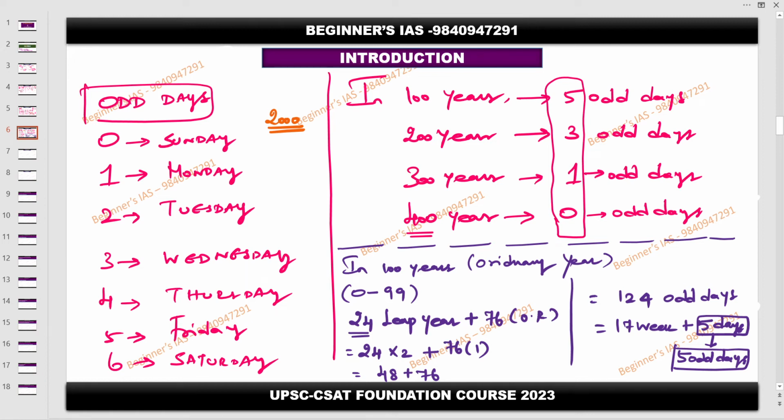But always remember, is 100 a leap year or not? 100 is not a leap year. Initially I have already mentioned 100 is not a leap year, 100 is an ordinary year. See here. 100 is a century year. If the century year is divisible by 400, then only it is a leap year. When 100 is not divisible by 400, you have to treat that as an ordinary year. Understood? Yes, sir.